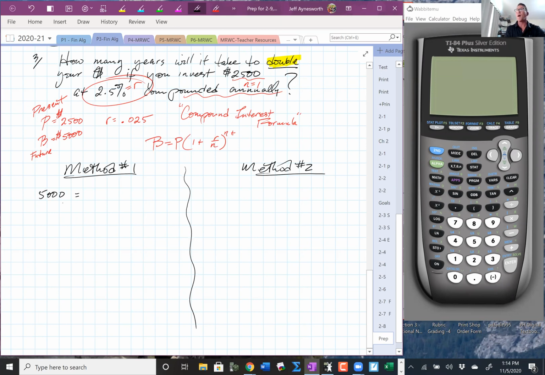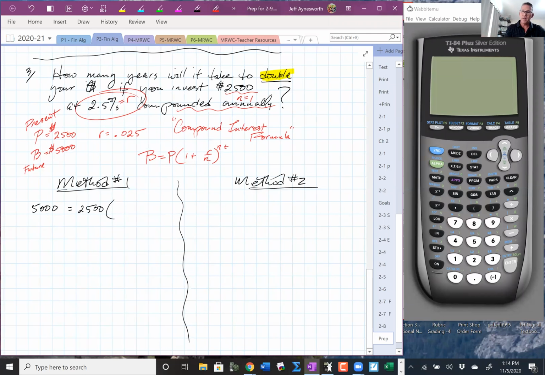We want to double our money. So if we start off with a principal of $2,500, the question is how many years later, that's T by the way, how many years, T equals question mark. So we've got to solve for T. So in how many years will it take to double $2,500 to $5,000?